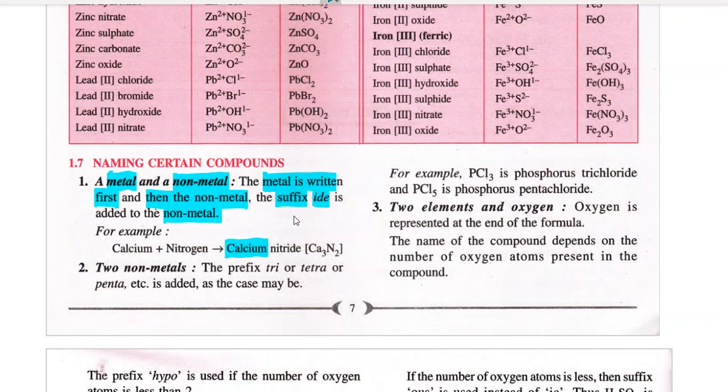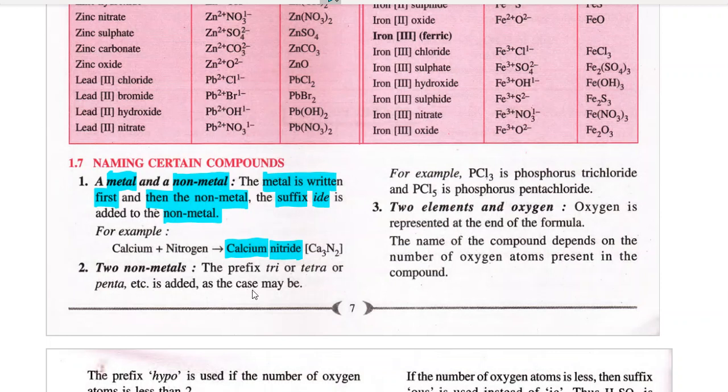Suffix is, you can say, the group of letters with which a word ends. Suffix is a group of letters with which a word ends: IDE. So at the end of nitrogen it will not be nitrogenide, it will become nitride. Okay, so nitrogen will become nitride. So calcium nitride. That's how you name a compound of a metal and a non-metal. Metal is written first and then non-metal, and suffix IDE is added to the non-metal.